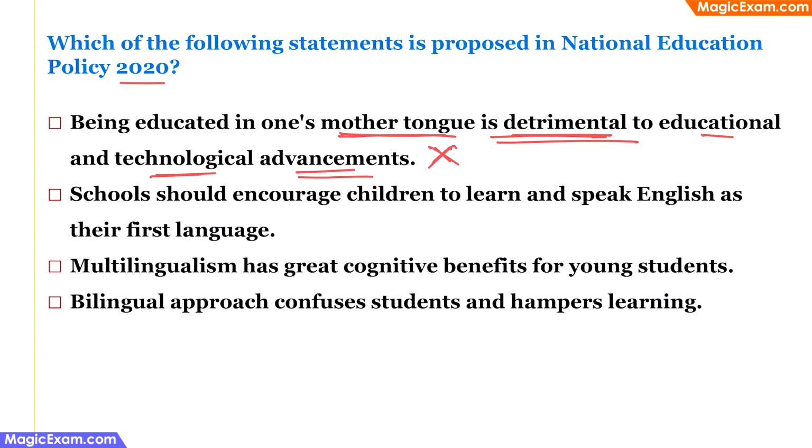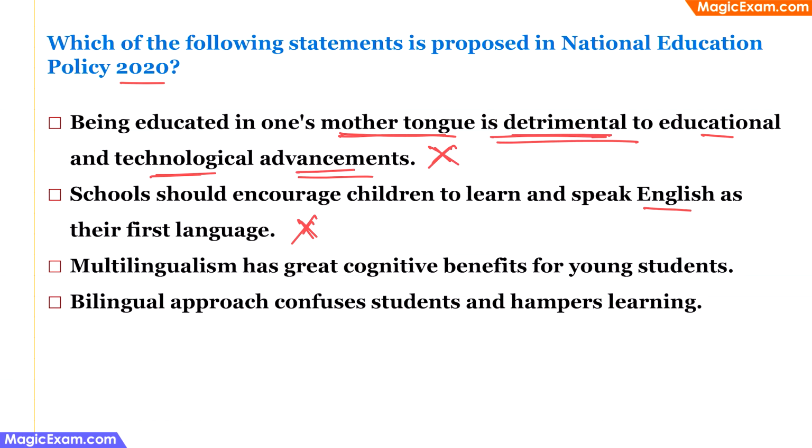The next one is, school should encourage children to learn and speak English as the first language. This is also incorrect because it has been proven that children learn better if first they are taught in their own mother tongue and then English is introduced into their curriculum. Therefore, this statement is incorrect.